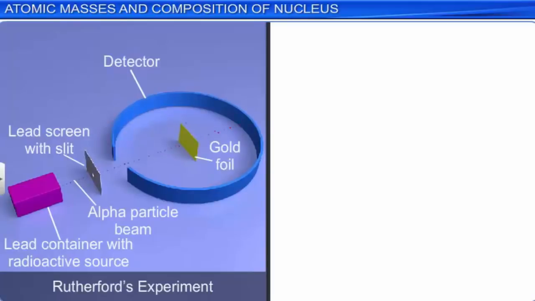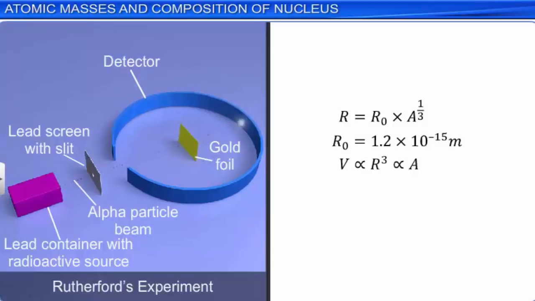It was found that a nucleus of atomic mass number A has a radius r, which is equal to r₀ A^(1/3), where r₀, a constant, is equal to 1.2 × 10⁻¹⁵ meter. Compared to an atom, the nucleus is very small, nearly 10⁴ times smaller than an atom. Therefore, the nuclear volume is proportional to r³ and r is proportional to A^(1/3).